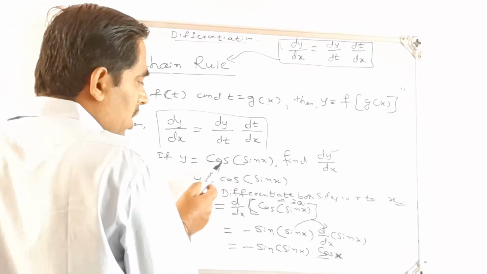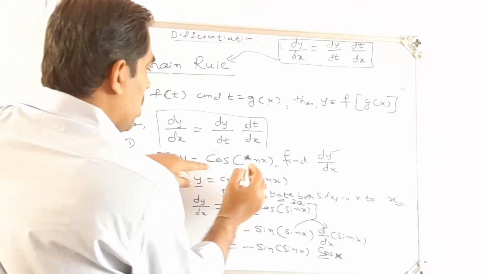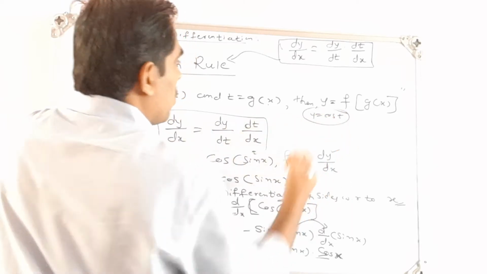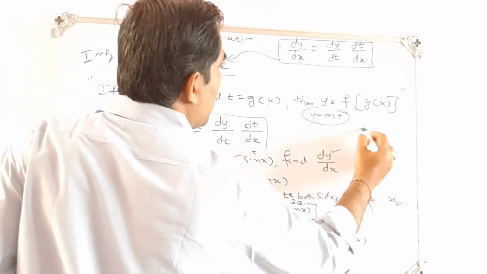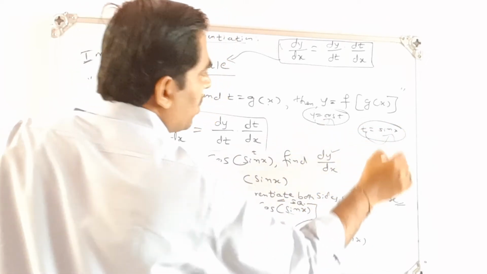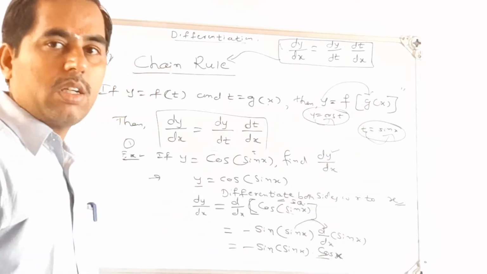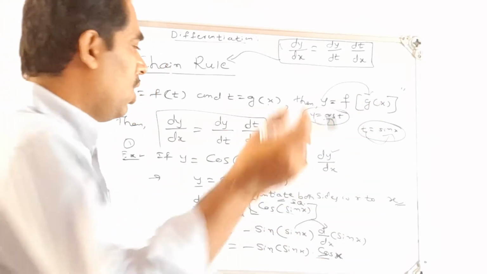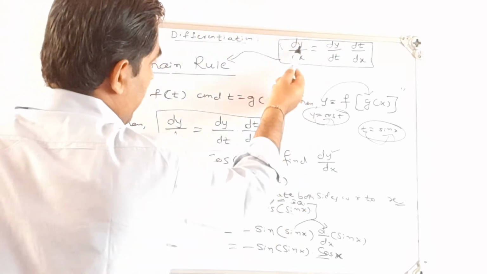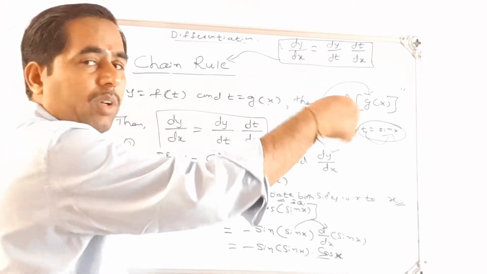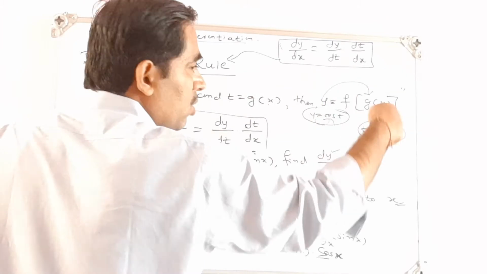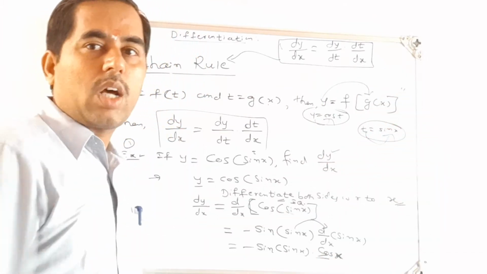It's a composite function. How do you say this is a composite function? You put this as t here. Then I get y is equal to cos t. So y is a function of t, where t is sin x. Y is a function of t and t is a function of x. Therefore, y is equal to f of g of x. Such functions are composite functions. To differentiate such functions, we use the chain rule. So how do you get dy by dx? Dy by dx is equal to dy by dt, whatever letter you use, into dt by dx. This process goes on continuing.